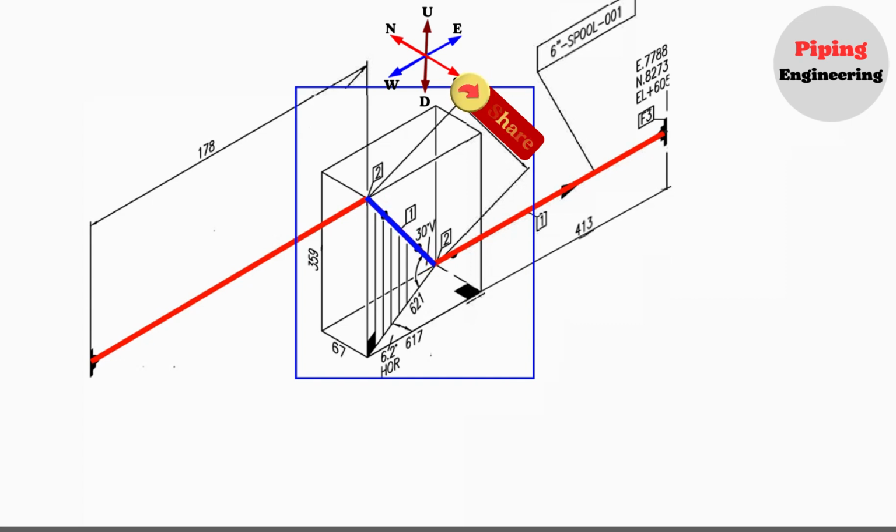To calculate the length of a pipeline that moves in three dimensions, eastward, upward, and northward, we can use the Pythagorean theorem in 3D. Let's mark the length of the pipe section as L. L equals the square root of 359 squared plus 617 squared plus 67 squared. Let's go through these calculations step by step using a scientific calculator.